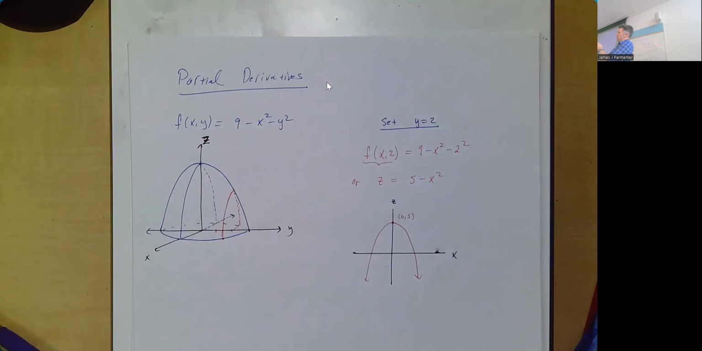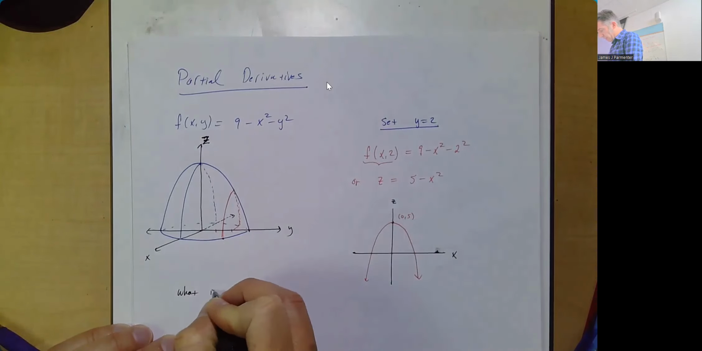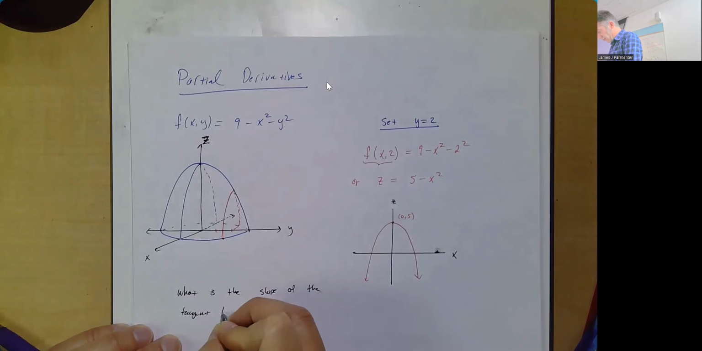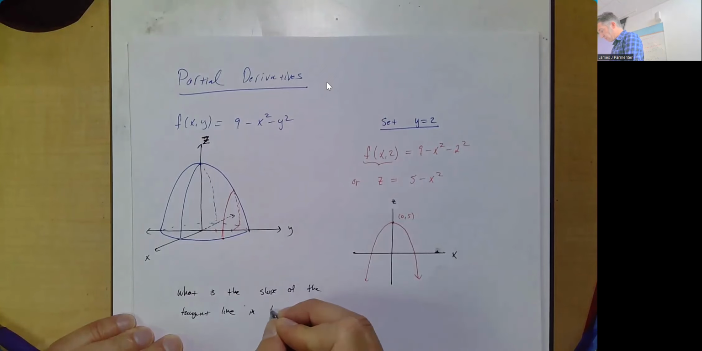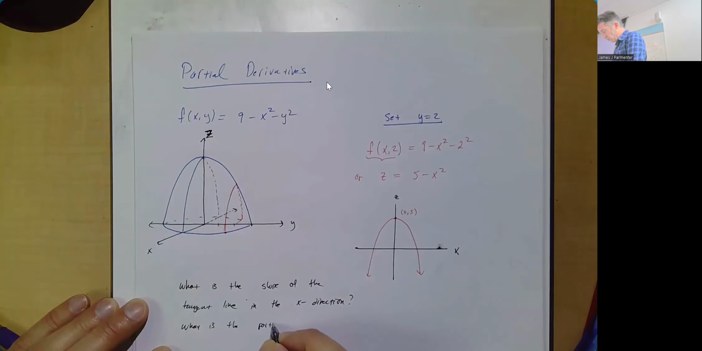Okay. This pen really smears. Okay. So now we're going to ask, what is the slope of the tangent line in the x direction? So in other words, that is, what's the partial derivative with respect to x? There's a couple of ways of writing this.